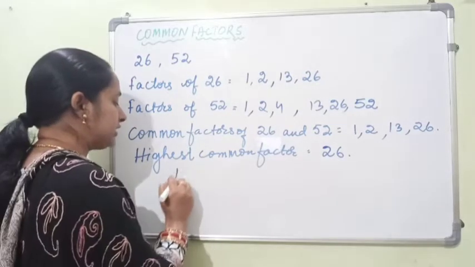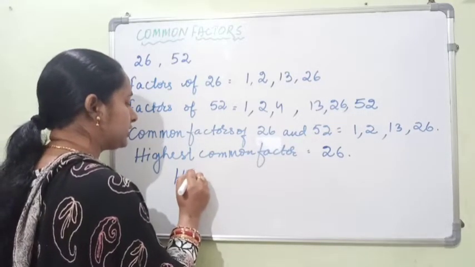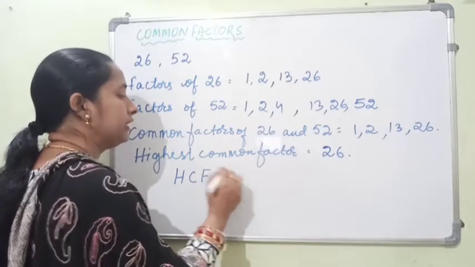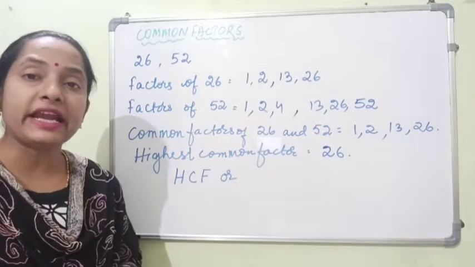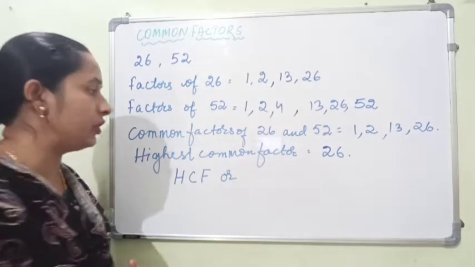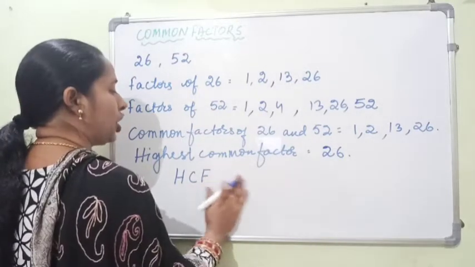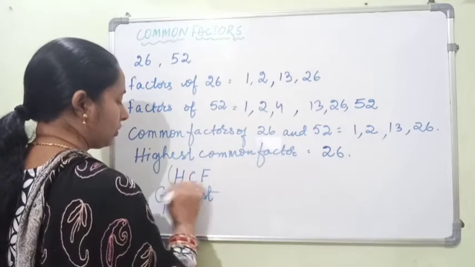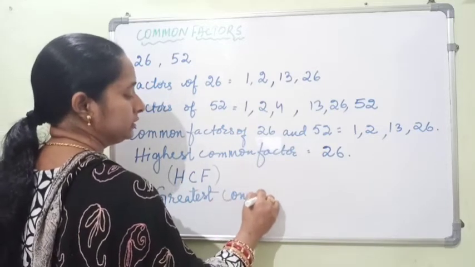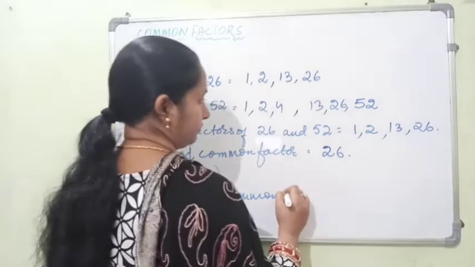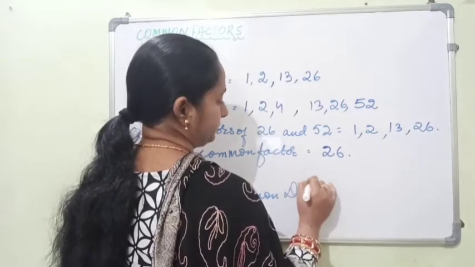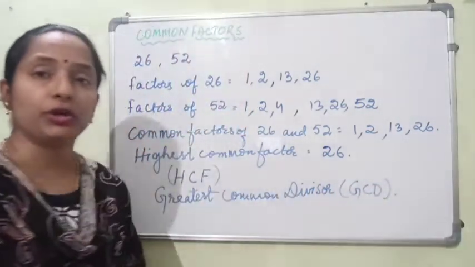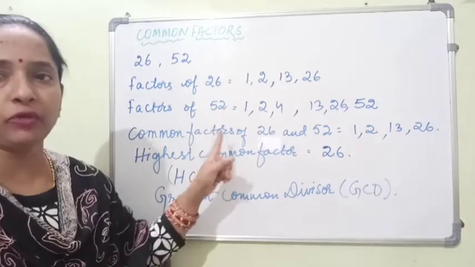So this is the way you will find the highest common factor. In short, the highest common factor is written as HCF, or it is also called the greatest common divisor, that is GCD in short. Understood? Both refer to the same concept.